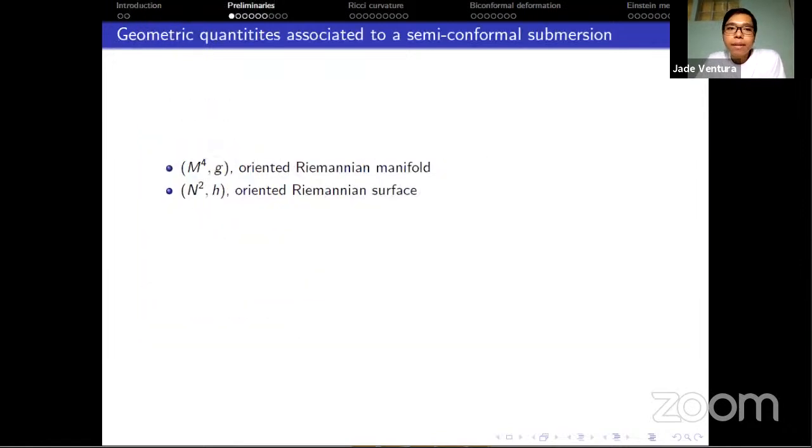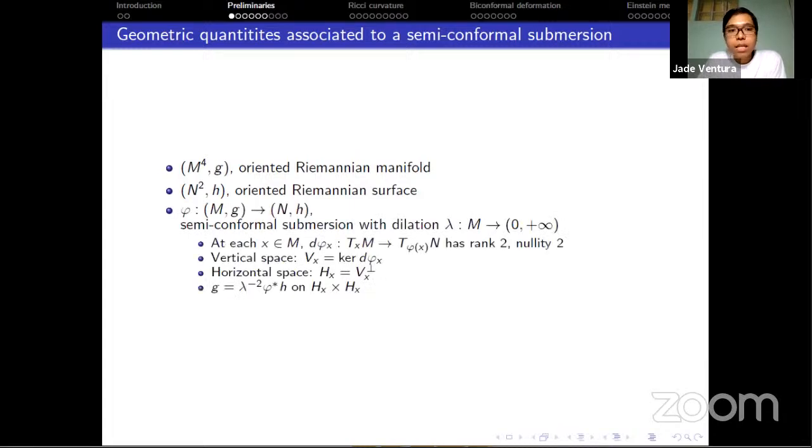We start with some preliminaries. Here is the setup. We have a 4-dimensional oriented Riemannian manifold, that is (M, G), where G is the metric. We have (N, H), an oriented Riemannian surface, that is a 2-dimensional manifold. And the bridge between these two is phi. It's a semiconformal submersion with dilation lambda. This dilation lambda is a smooth positive valued function on M.